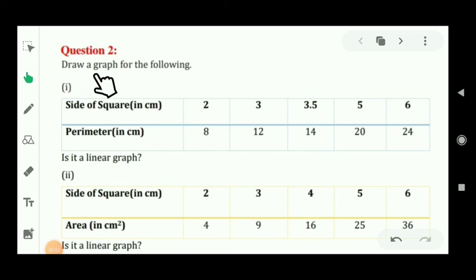Now student, let's see the question number 2. Draw a graph for each of the following. There are two questions in this question. Let's see the first part. In the first part, the table is given, and we have to, after drawing the graph, we have to show that it is a linear graph or it is not a linear graph. Let's see the solution of the first part.